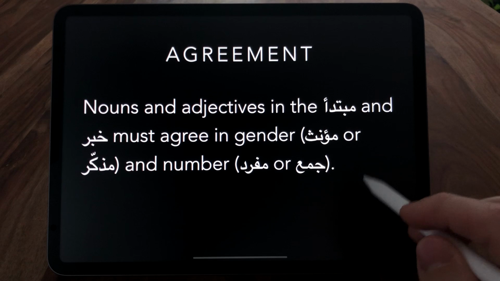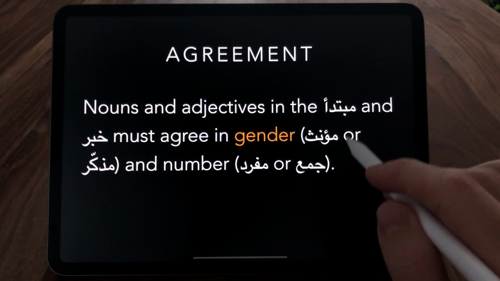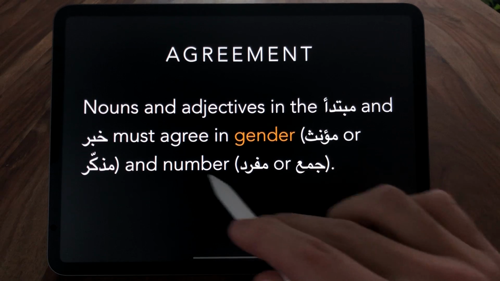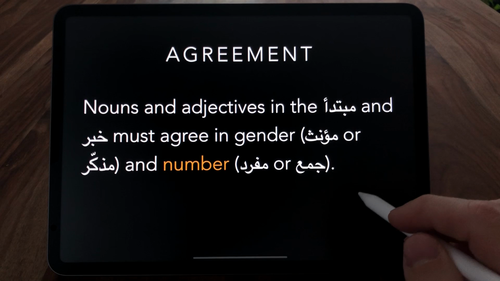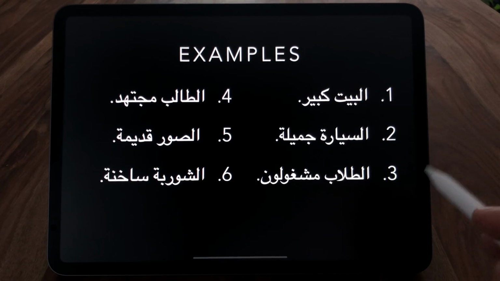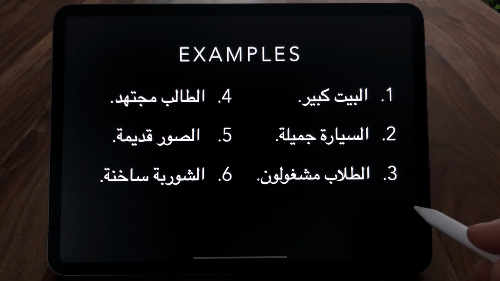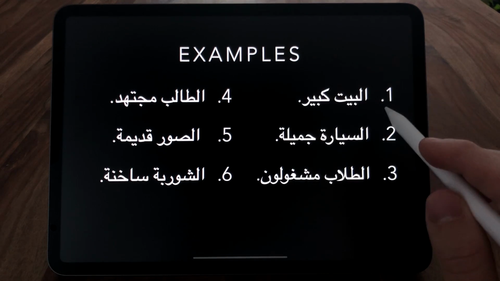Nouns and adjectives in the mubtada and khabar must agree on gender, مؤنث or مذكر, and number, جمع or مفرد. Let's go over some examples that make this point very clear. You might want to hit pause so that you could read through these examples on your own and think about the gender and number of each sentence. Pay special attention to the fifth sentence.